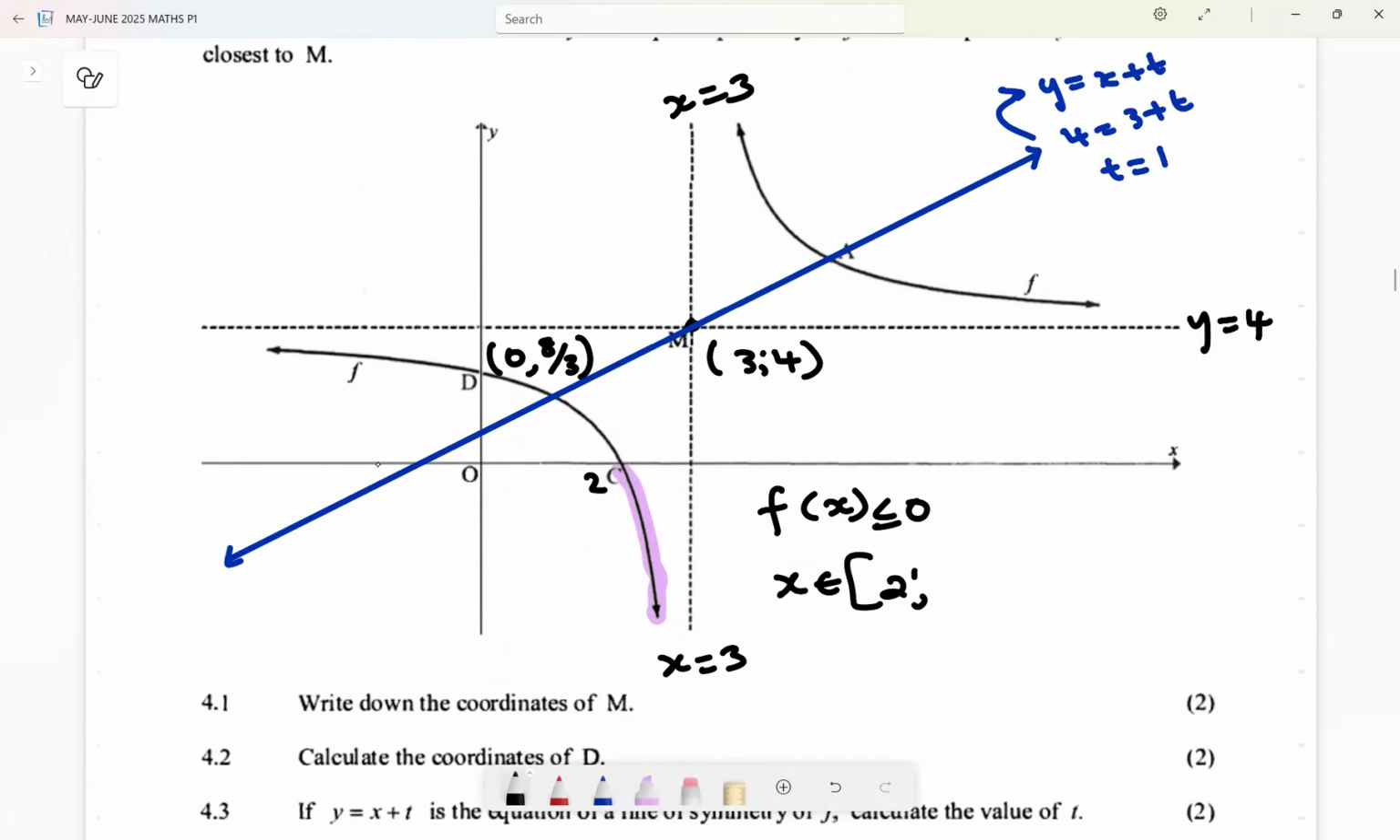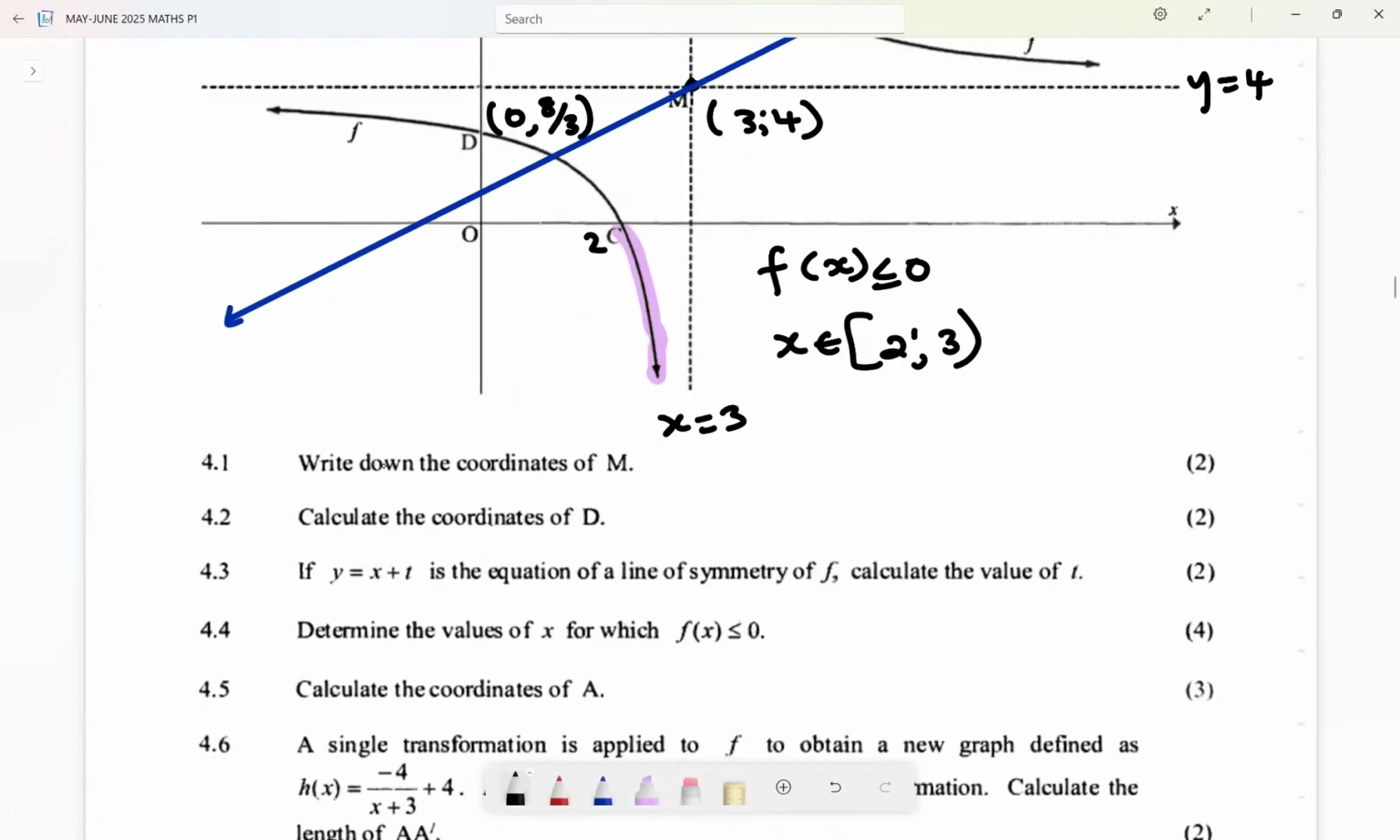Okay, so between 2 and what? And 3. But 3, I cannot include it. Why? Because it is an asymptote. And at the asymptote, the graph does not touch, despite the examiner saying less or equal to. Okay, so someone might say x is between 2 included but 3 excluded. Still fine.